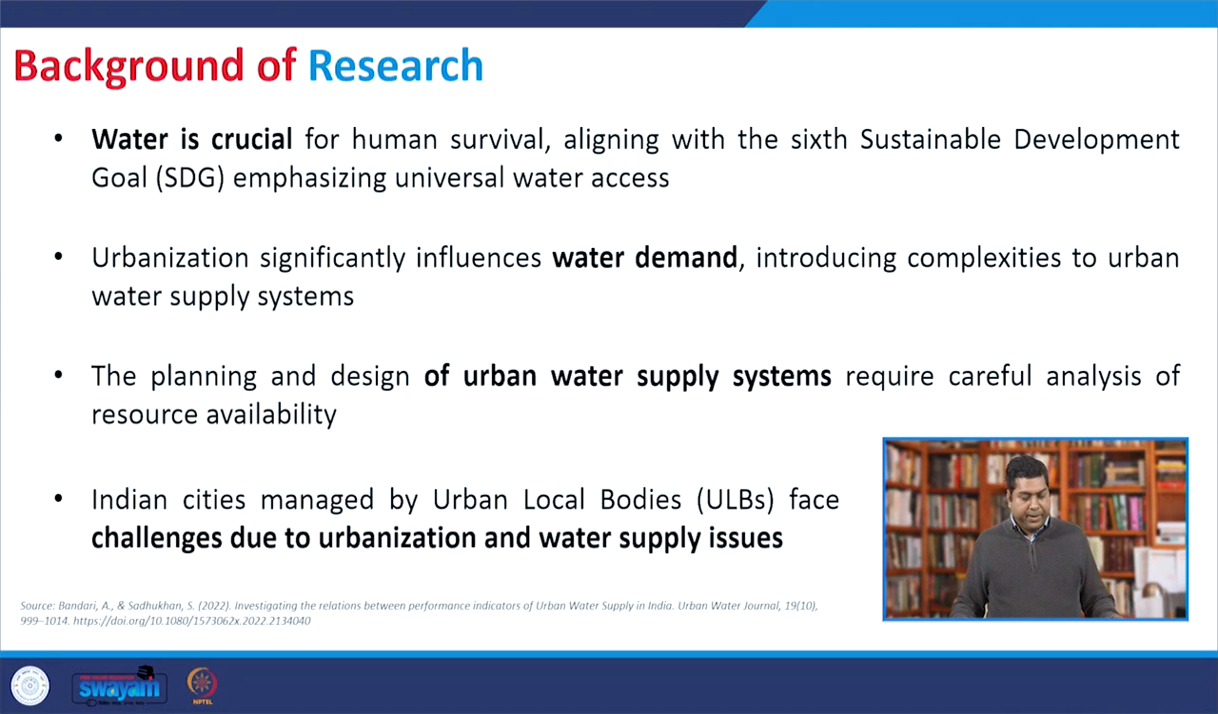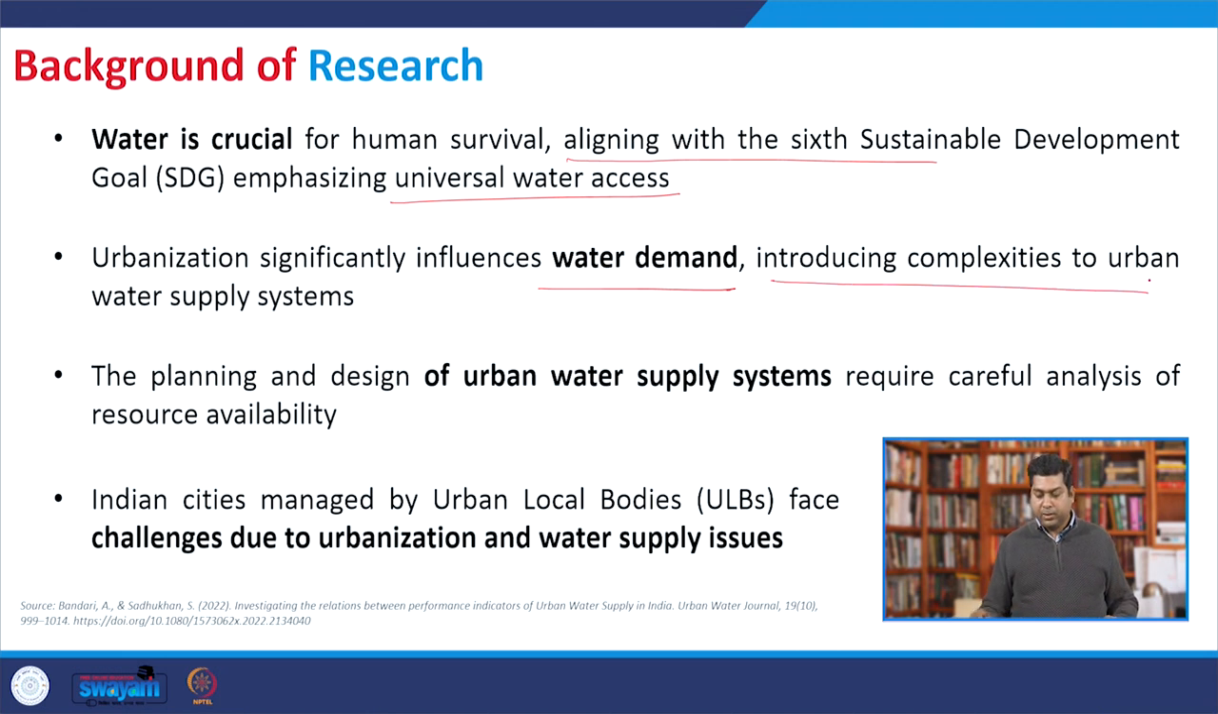Going ahead with the background of the research, it is known to all of us that water is very crucial for human survival, and it also aligns with the 6th Sustainable Development Goal of the United Nations, which targets 2030 and emphasizes universal water access. Urbanization significantly influences water demand, introducing complexity to the urban water supply system.